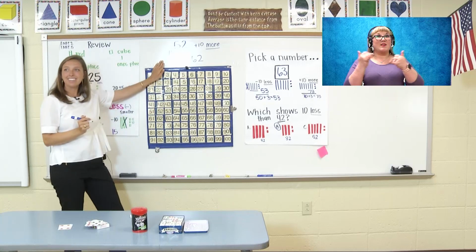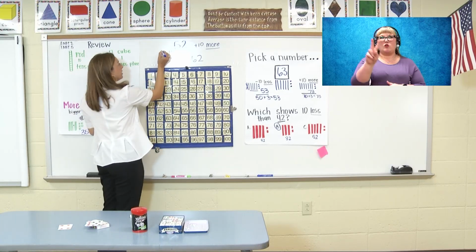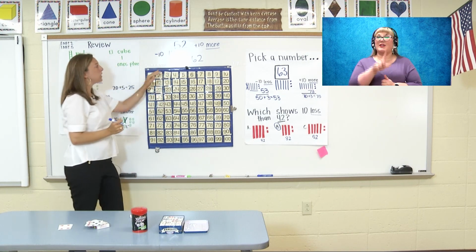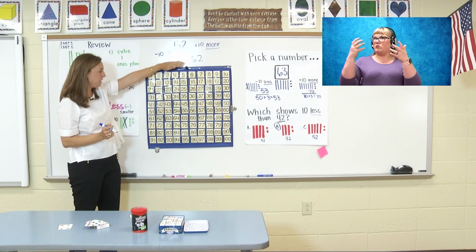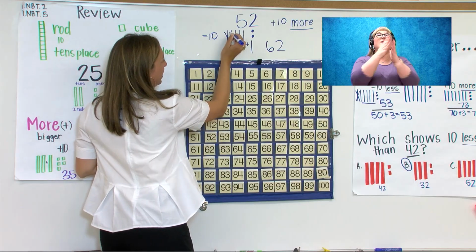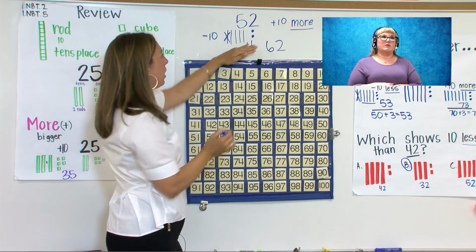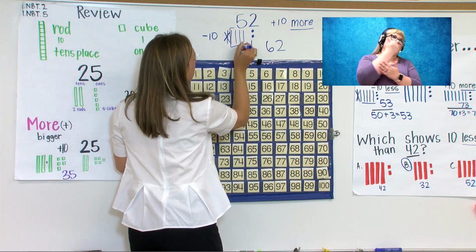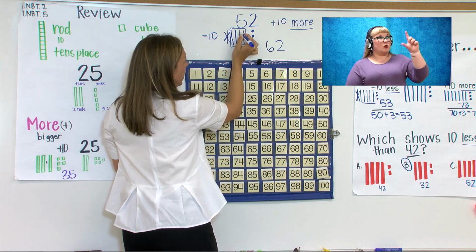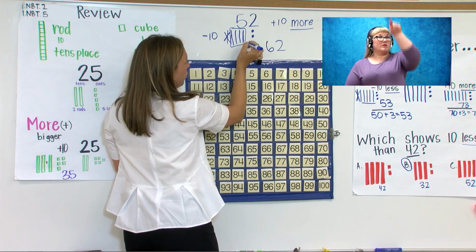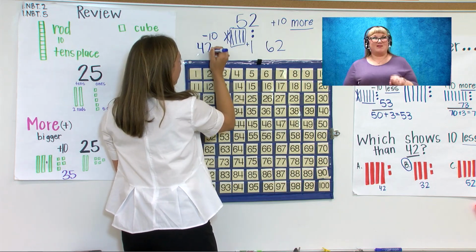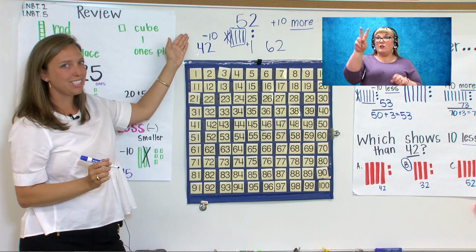Now we're going to go 10 less than 52. 10 less. So we already have our 52. We're going to take away a 10. Let's count our new. 10, 20, 30, 40, 42. 10 less than 52 is 42.